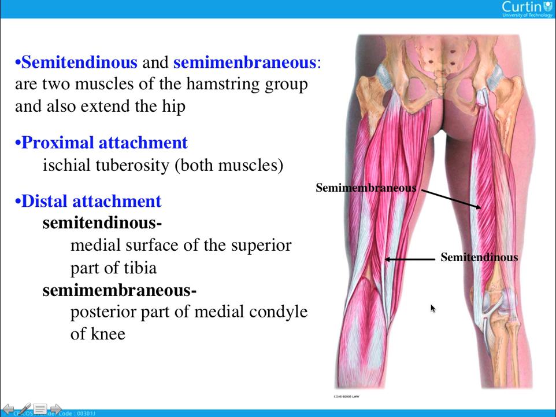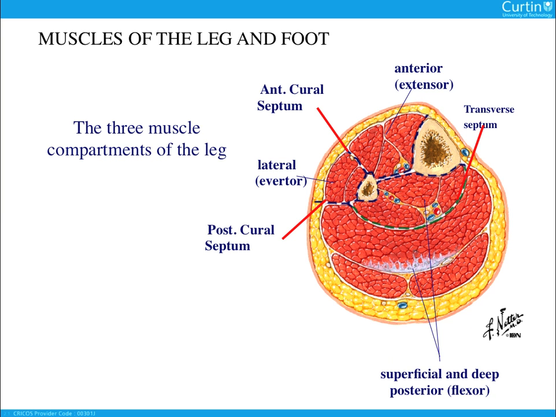So what does it do? Well, it's going to extend the hip and flex the knee, like the other hamstrings. All of the hamstrings, and you do need to know this, are supplied by the sciatic nerve.